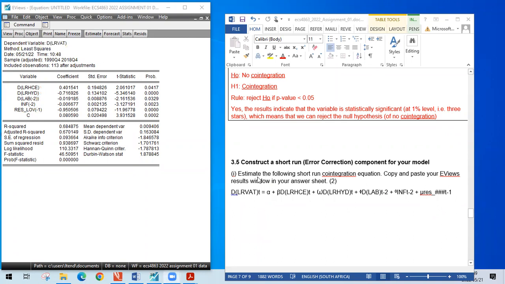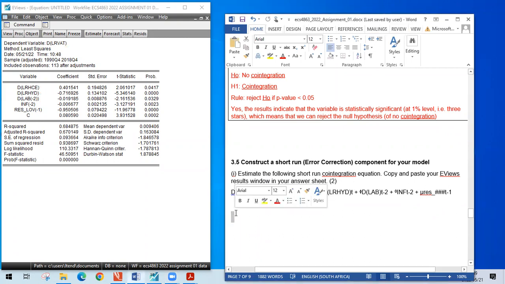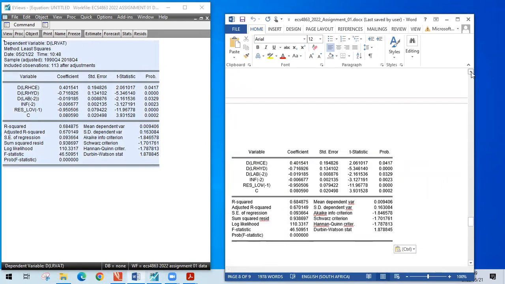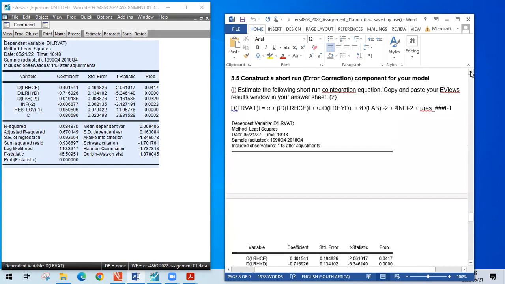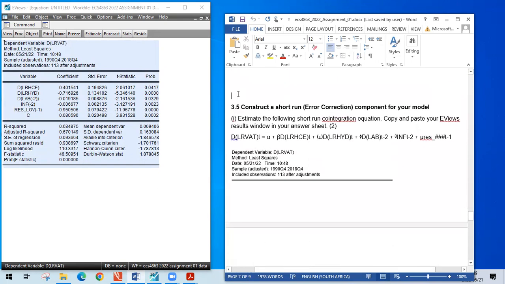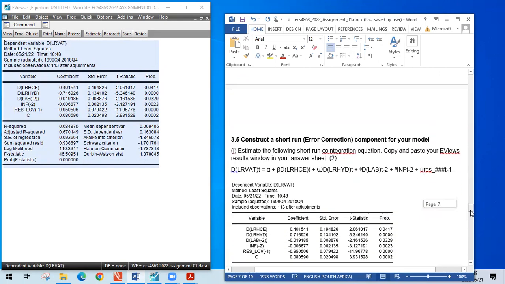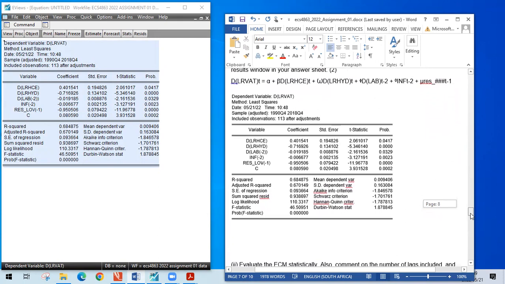And the instruction is saying, estimate the following short-run cointegration equation, copy and paste to the EViews results window here. So I want to paste it here. So I'm going to copy everything. I'm copying it. Then I paste it here. Maybe on the window page, I mean, this is what I'm having.